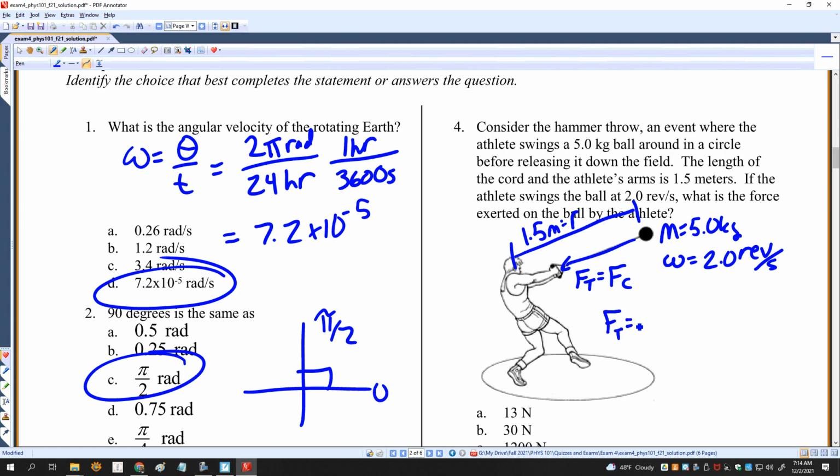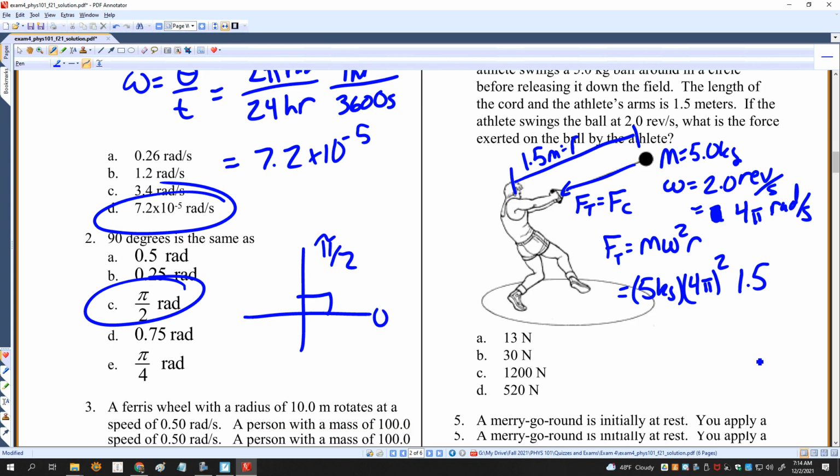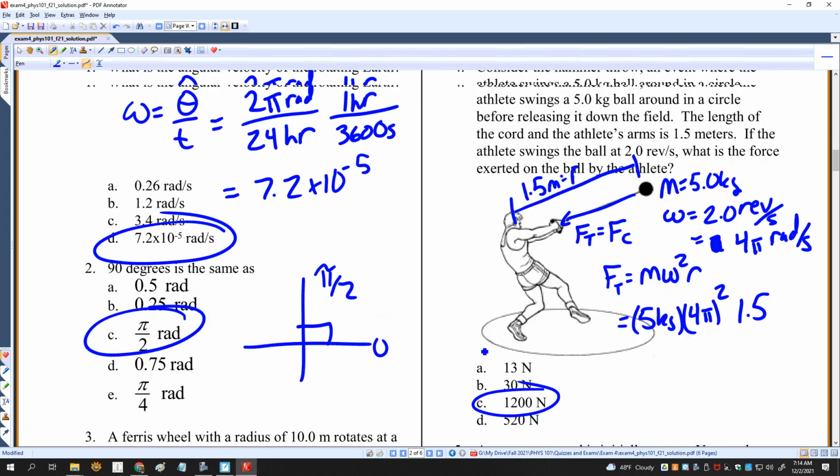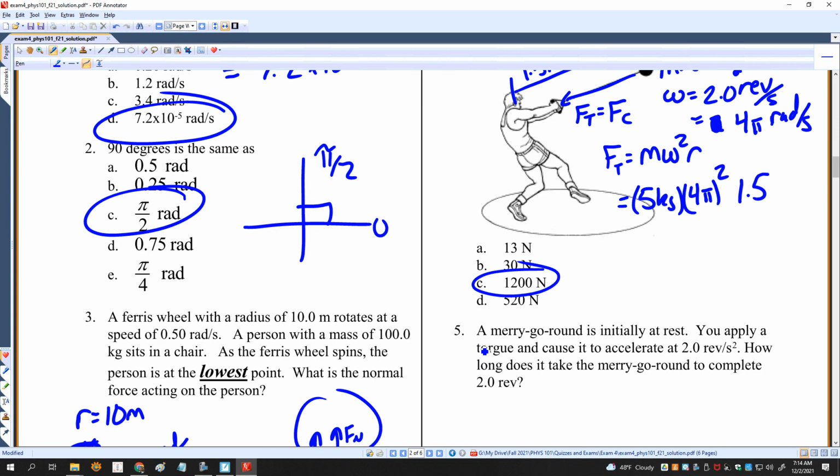So the tension is going to be equal to m omega squared r. But remember, I need to convert this to radians per second. That's going to be 2 times 2 pi, or 4 pi radians per second. So this is going to be the mass of the ball, which is 5 kilograms, times 4 pi squared, times the radius, which is 1.5, and you get a pretty big force. You get 1,200 newtons for that.